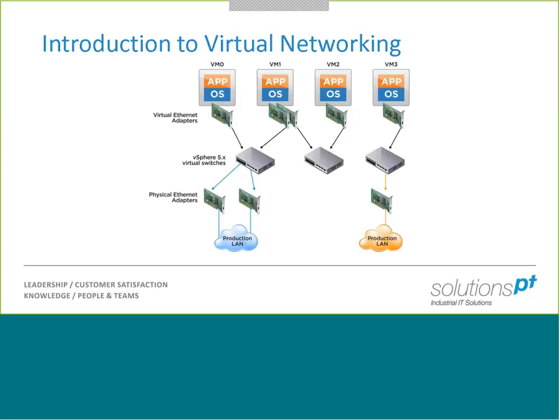And at this point, we're still in the virtual layer. If we look in the middle there, we've got the vSphere 5 virtual switches. So we're talking VMware here. Again, we're still in the virtual layer at this point, these are our virtual switches. And these are what our virtual adapters will then connect to. So at this point, we are still completely virtual. We've got virtual machines, we've got our virtual adapters, and we've got our virtual switches underneath.